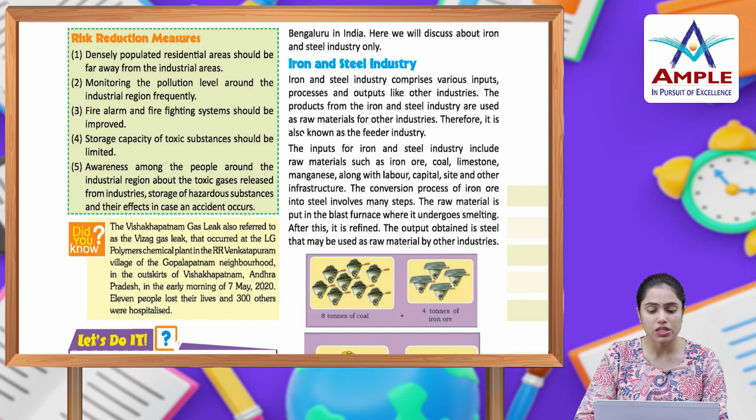Iron and steel industry. Iron and steel industry comprises various inputs, processes and outputs like other industries. The products from the iron and steel industry are used as raw materials for other industries. Therefore, it is also known as the feeder industry.